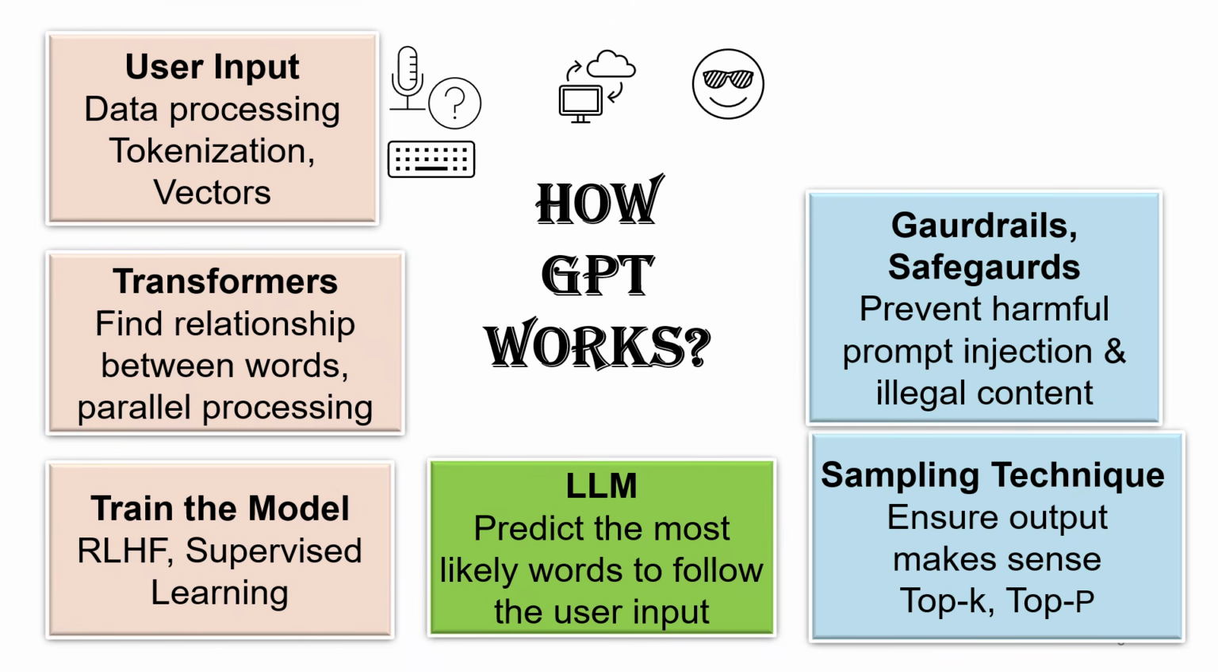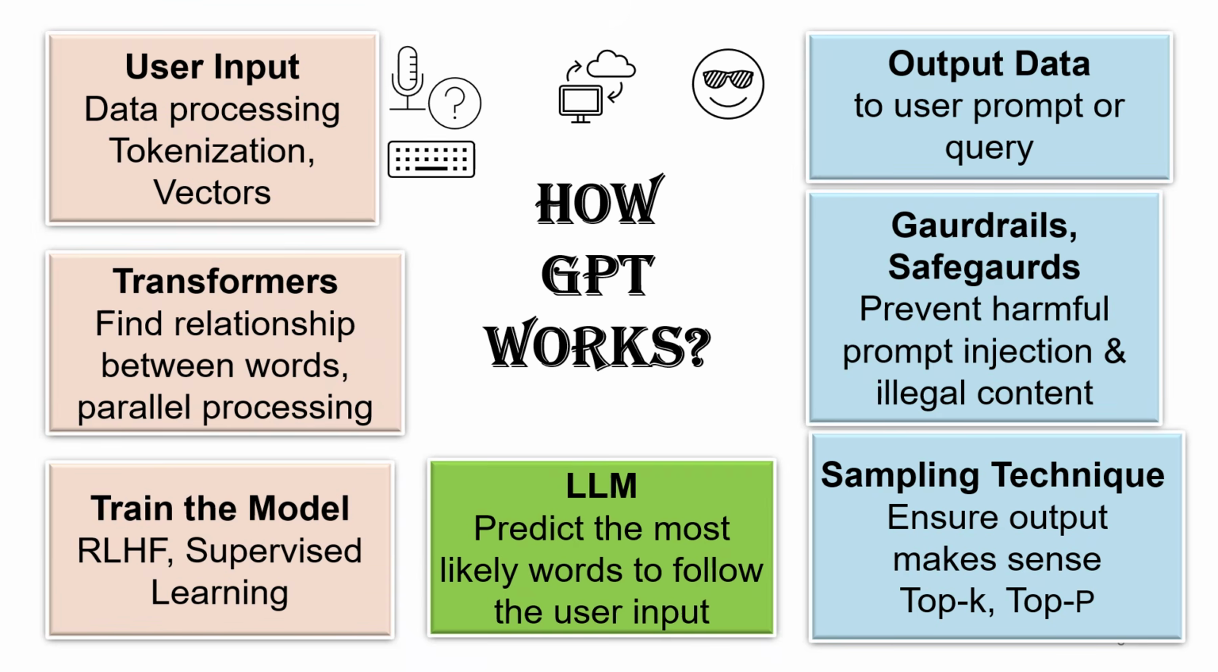Finally, employ guardrails and safeguards for preventing harmful prompt injection and generating illegal content. Have source code to block malicious content to prevent risk so that GPT and LLMs can operate more securely. And finally, the output is ready.